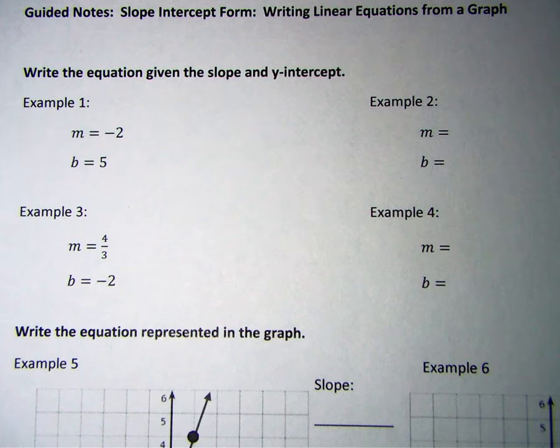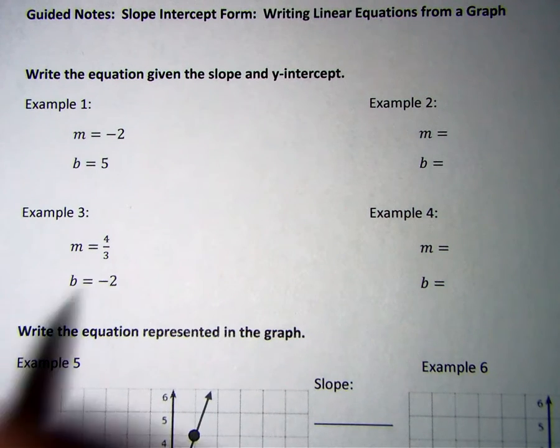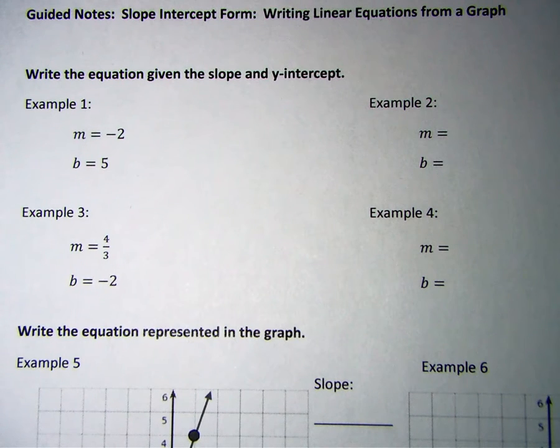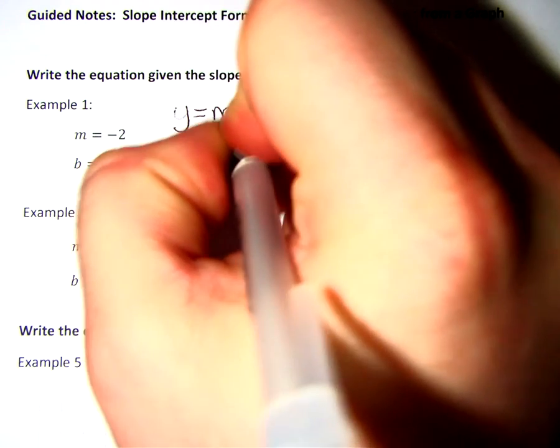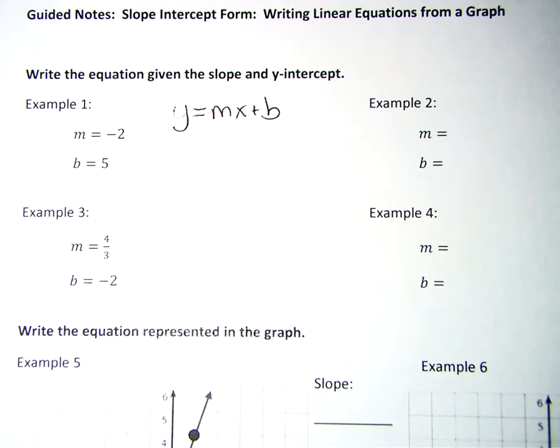Those of you that were unable to use the examples in class or didn't take notes or were absent, these will be different examples, but the concept is the same. So, problem number one, example one, we have an m value of -2, we have a b value of 5. We're writing our equation in slope-intercept form, which is y equals mx plus b.